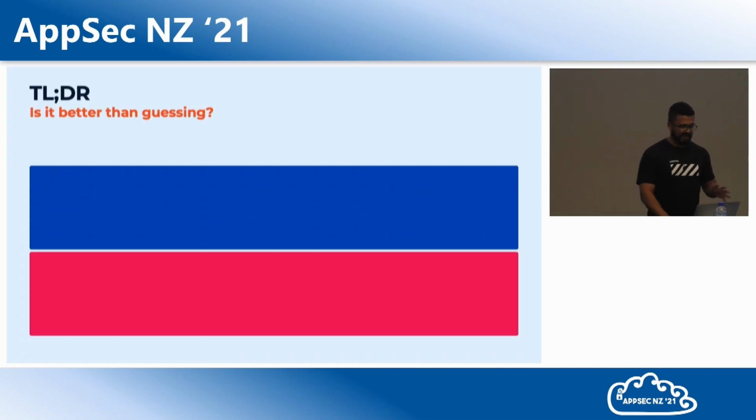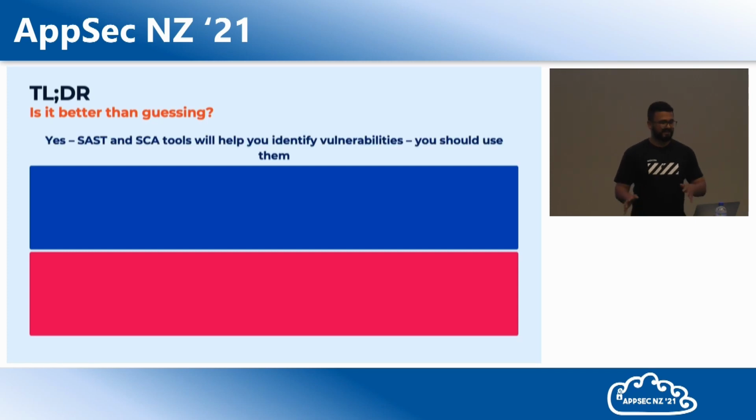So we can now answer the question, is it better than guessing? No points if you got this correct, but yes. SAST and SCA tools will help you find vulnerabilities in your code. You should use them. It's not really up for argument. Based on all the testing we did, everything finds something that is useful.